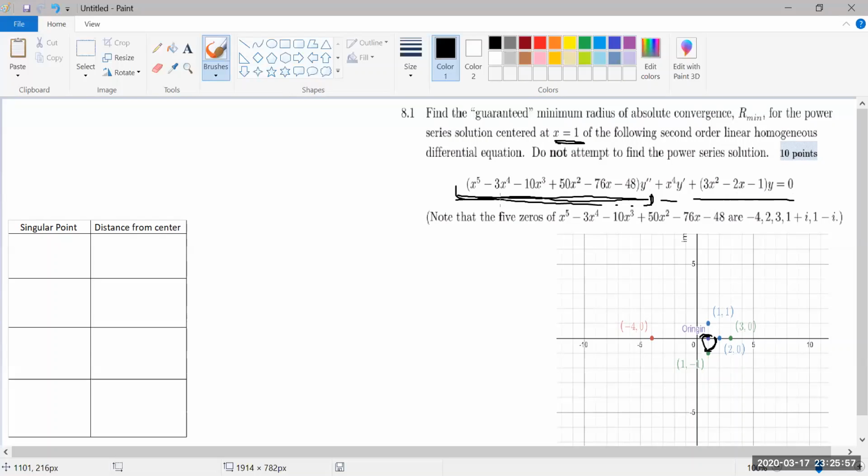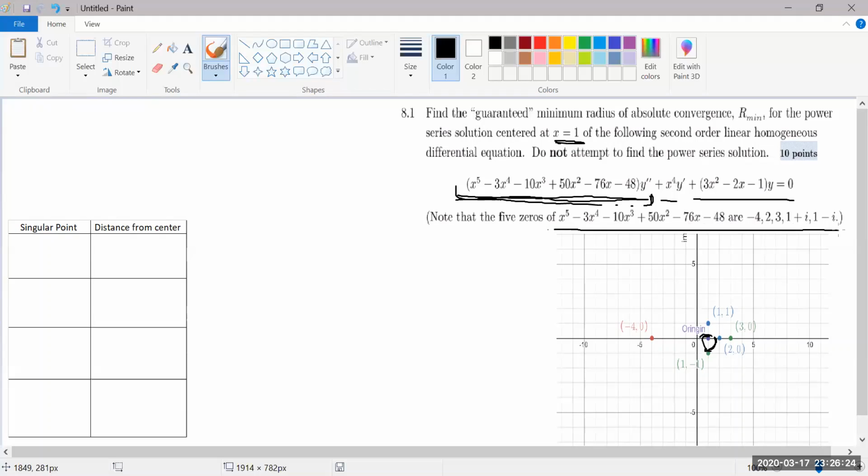So if you remember, your minimum radius of convergence will be the minimum distance from the nearest singular point. So that's a way to get a guaranteed radius of convergence for a power series that you don't necessarily know where it's going to be valid. So like on the last example, Dr. Noring gave you the zeros, which is super nice.